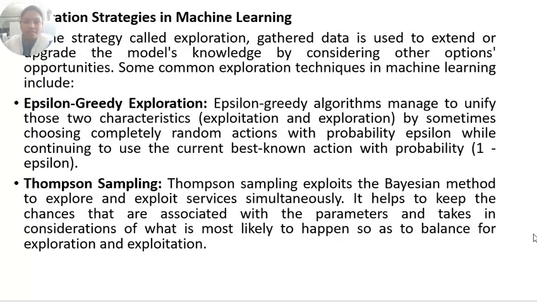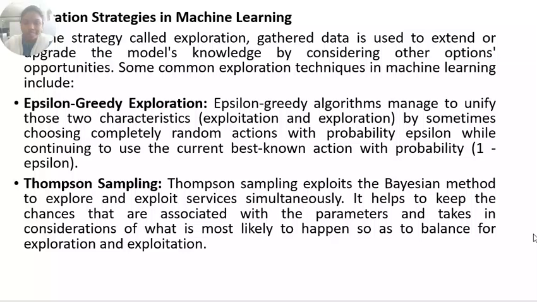The strategies included in exploration include epsilon-greedy exploration, which is the advanced, updated version of the greedy exploitation method. We are adding a new term, epsilon, and making it an exploration method. The epsilon-greedy algorithm manages to unify these two characteristics, exploration and exploitation, by choosing a completely random action with probability epsilon, while continuing to use the current best action with probability 1 minus epsilon. So if we choose epsilon-greedy, we have two options: epsilon or 1 minus epsilon.